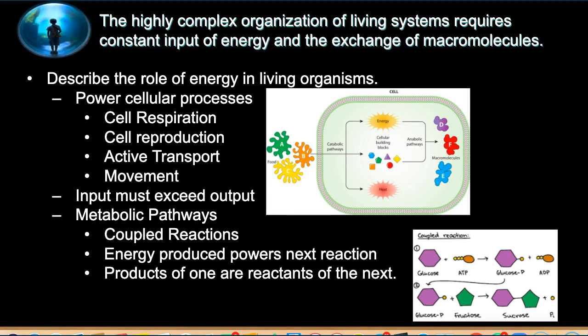The metabolic pathways, remember, those are coupled reactions. It's a series of pathways. Usually the energy created from one powers the next reaction. So an exothermic or exergonic and an endergonic reaction. An exergonic will power the endergonic. You can also talk about the products and the reactants. So the products of one are the reactants of the other. So over here we see glucose is a product, and then it's a reactant down here. So those would be coupled reactions.